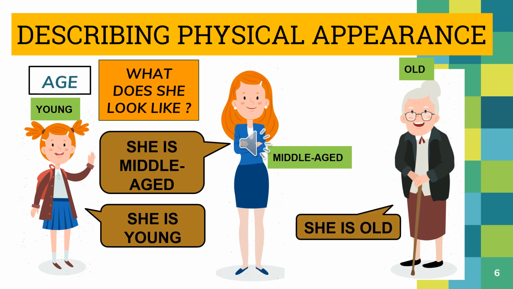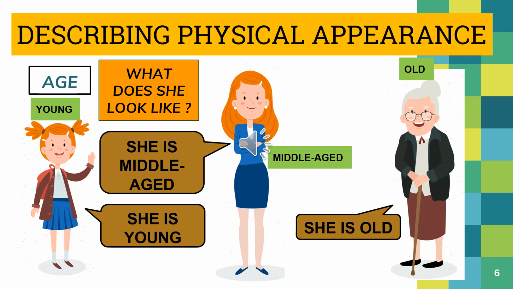After you describe someone's personality, you can continue by describing their physical appearance. The first point in physical appearance is the age. There are three types of age. The first type is young, middle age, or old.